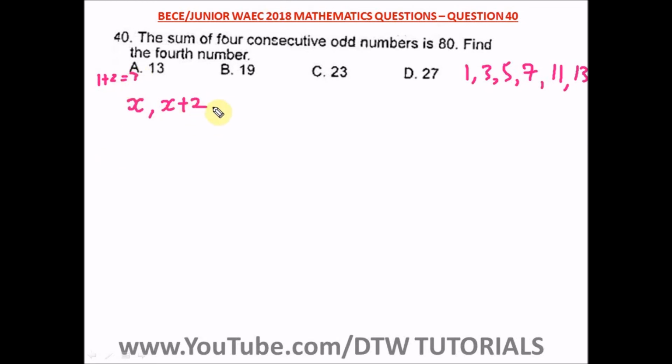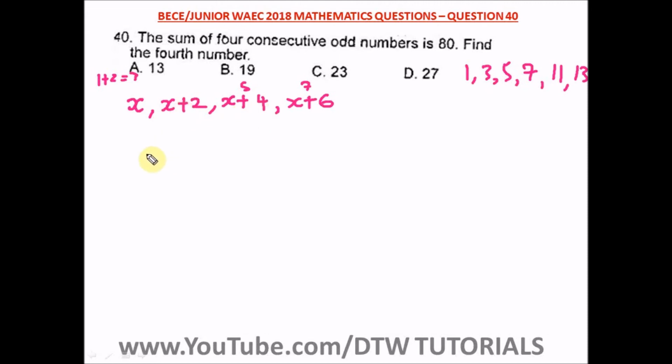All right, so the next consecutive number will be X plus 4. You just continuously add 2. And the fourth consecutive number will be X plus 6. So let us test this out to confirm what we're saying. If this was also 1 plus 4, this is 5. If this was also 1 plus 6, it will be 7. And they are all odd numbers. But the question says the sum of 4 consecutive numbers is 80. So we're going to sum all this and equate to 80, so we'll know which range of odd numbers we're looking at.